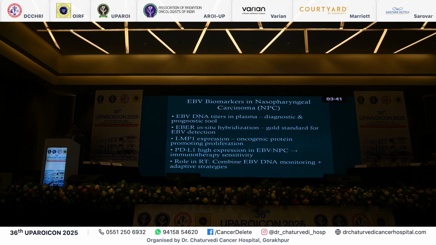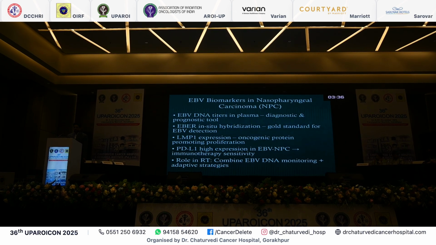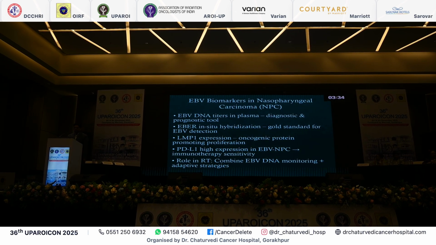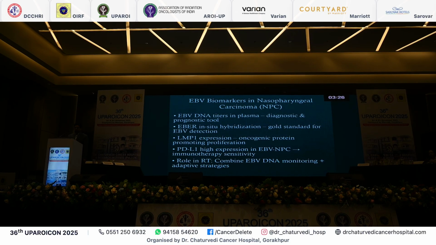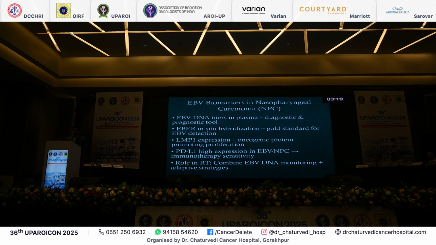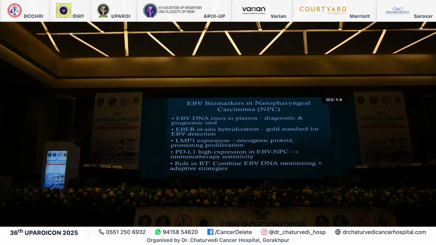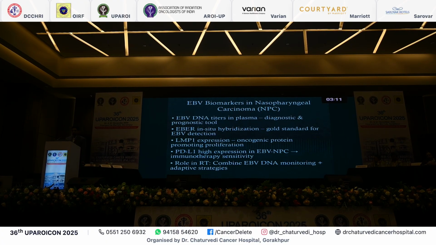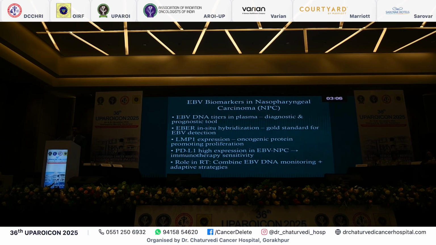EBV biomarkers in nasopharyngeal carcinoma. Epstein-Barr virus DNA titer in plasma is a diagnostic and prognostic tool. EBER in situ hybridization is the gold standard for EBV detection. LMP1 expression is an oncogenic protein promoting proliferation. PD-L1 is highly expressed in Epstein-Barr virus nasopharyngeal carcinoma. This shows immunotherapy sensitivity, and its role in RT is to combine EBV DNA monitoring plus adaptive strategies.